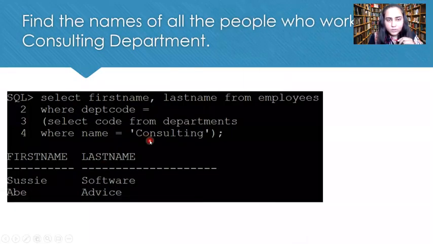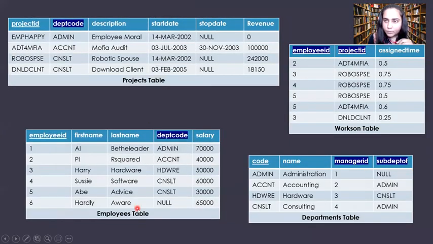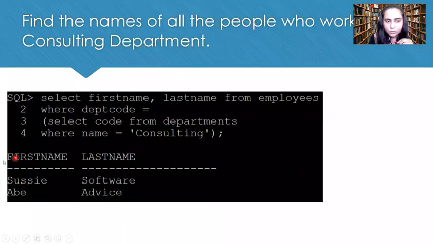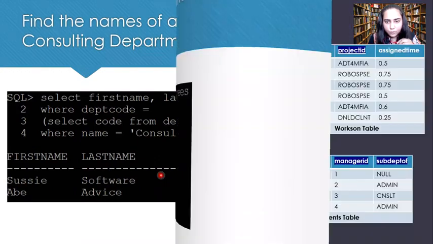Now this result is used in the outer query, and the outer query says select first name, comma, last name from employees where dept code equal to, and then this query is written. We know that this is going to return CNSLT. So you can read the outer query as select first name, comma, last name from employees where dept code equal to CNSLT, because it's the result of the inner query. Look at the employees table, which are the rows that have the code CNSLT: rows 4 and 5, which are Suzy Software and ABitWise. So you are getting those two names as the result of your query.